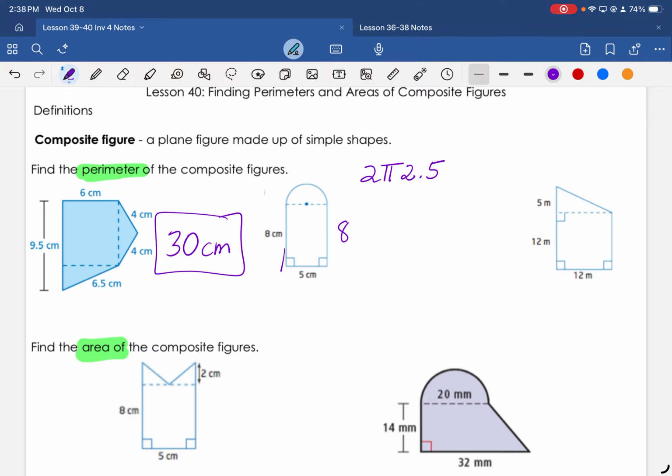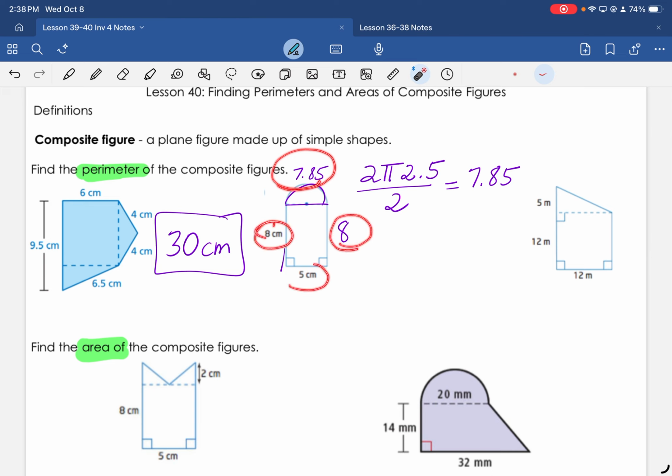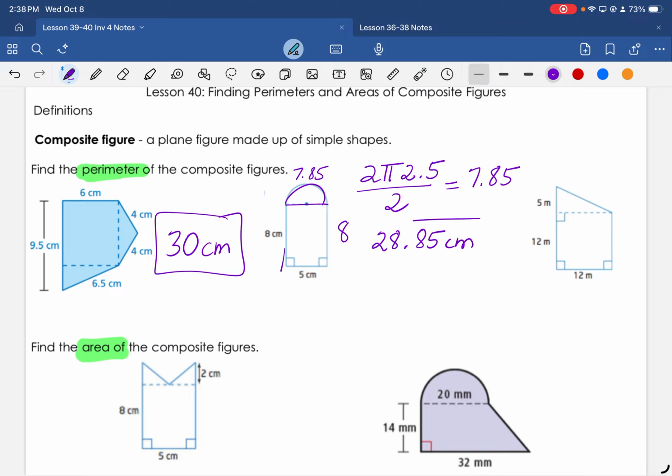Now, we don't have a full circle, so we have to divide this by 2 because it's a half circle, right? All right, so then that ends up being 7.85 when we plug that in our calculator correctly. So this is 7.85. Now, when I add 7.85, 8, 8, and 5, Kellen, what did you get when you added up all of those? 28.85 centimeters. 28.85, and like she said and labeled her units, centimeters. So double check that that's what you got.